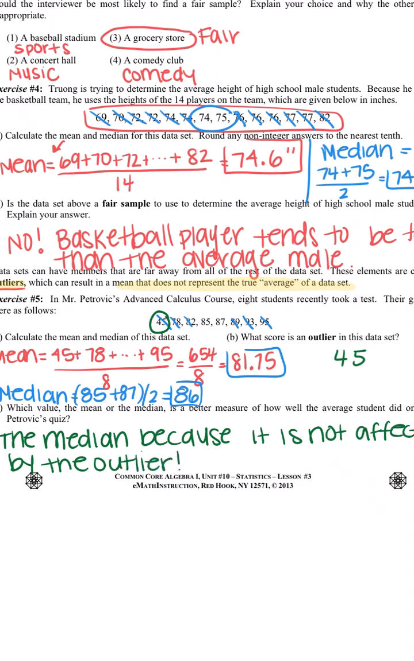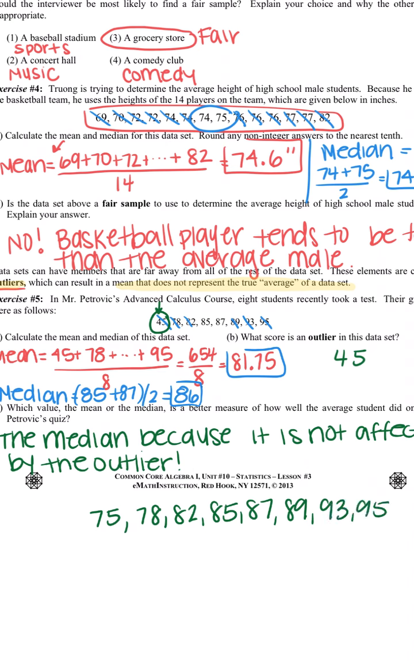Again, this is huge for your state test. You'll for sure see a question about this. And you can always change numbers around to help yourself. So we said that this 45 was the outlier. Well, let's just say I change that to 75. So instead my data reads 75, and everything else stays the same: 78, 82, 85, 87, 89, 93, 95.